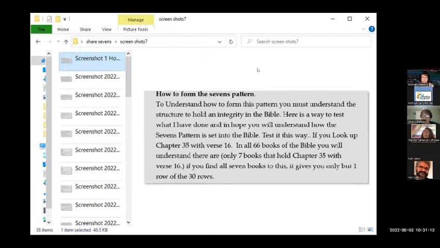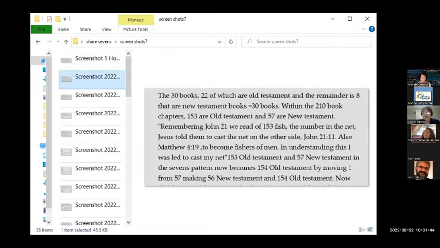See, I don't get that at all. That's what I need to have you understand, because you're basing everything on that. So I need to see it. Okay, so chapter 35. In chapter 35, now there's chapter 35 in many of the books in the Bible. But chapter 35 with the verse 16, there are only 7 books in the Bible that have that.